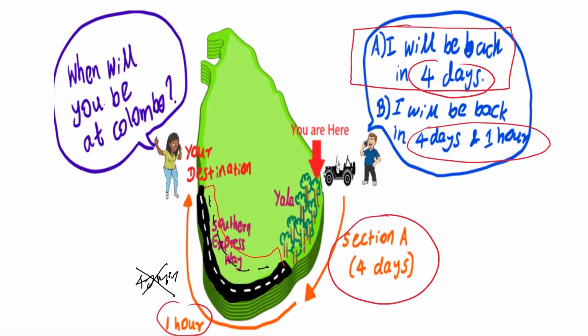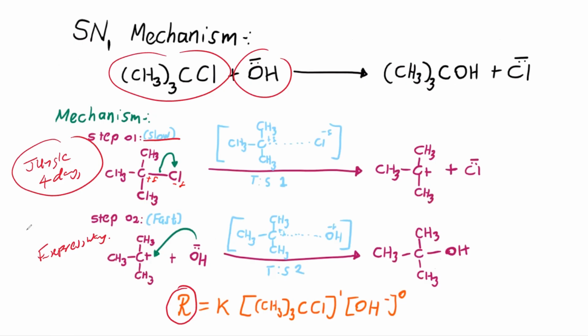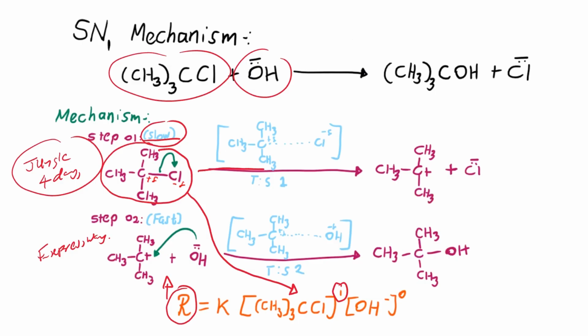If you want to speed your journey, you have to do something here, something to make this 4-day journey faster. That's where you have to focus. So our idea here is, if we want to speed up this reaction, you have to do something on this slower step. That's why they say that if you want to increase the rate, do something for the reactant taking part in the slower step. That's why it has a power of 1. So if I increase the concentration of the reactant of the slower step, the rate of the slower step will increase. Rate of the slower step will increase means rate of the reaction will increase.